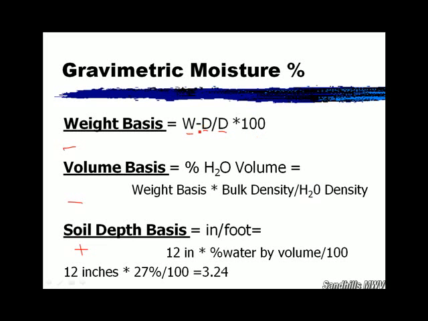And then the soil depth basis is if we could smash out all the water in a 12-inch soil core, how many inches of it would be water, and ideally we'd like that to be 25% or right around 3. So if we take 12 inches times the percent water by volume basis, so we need to use this to get this to get this. This will give us that we have 3.24 inches of water.